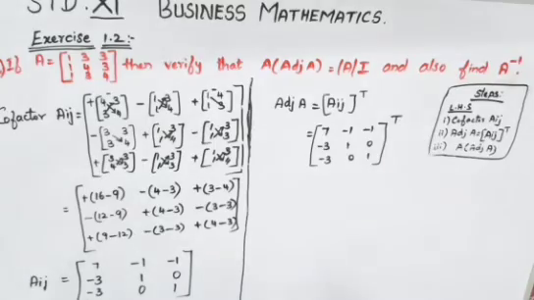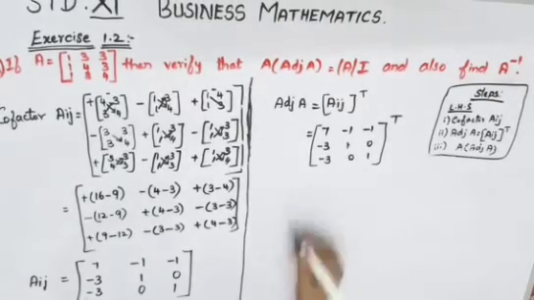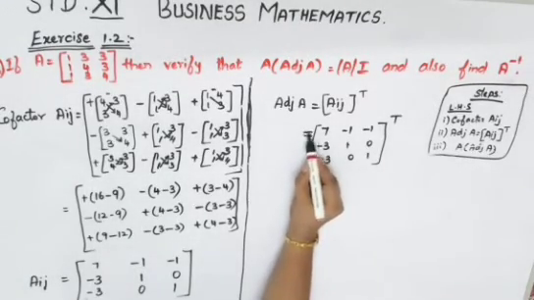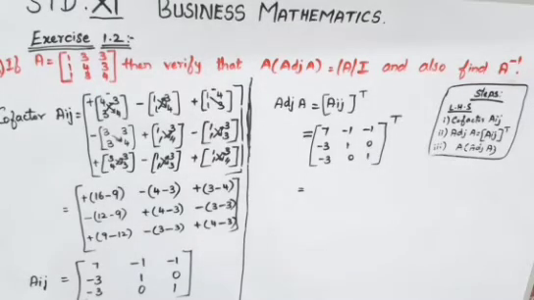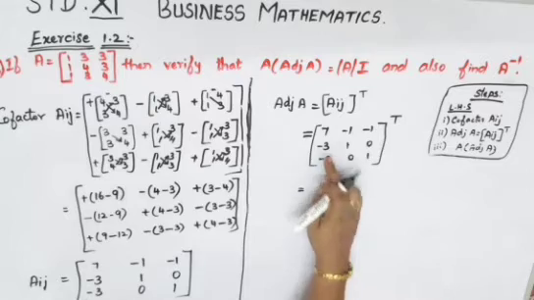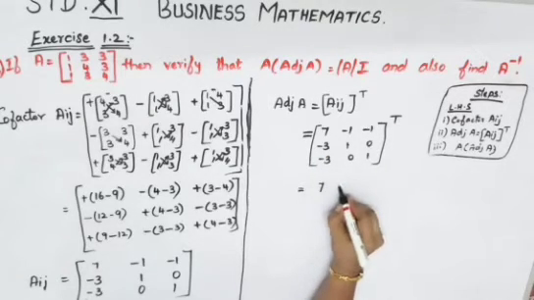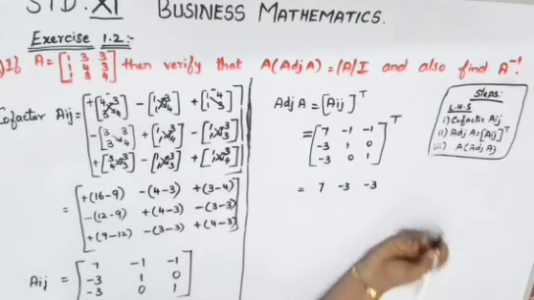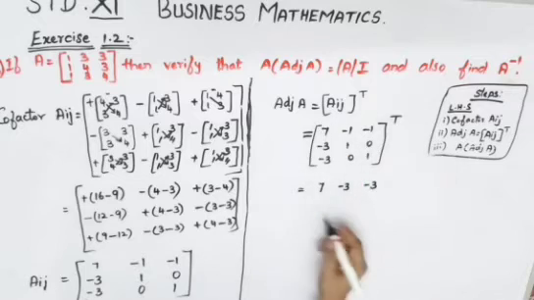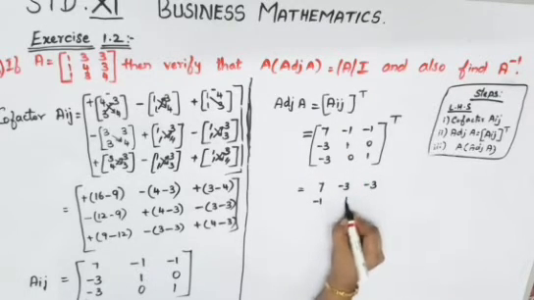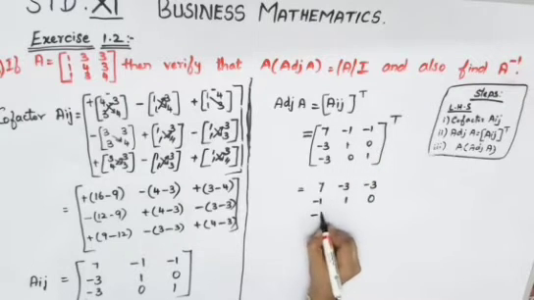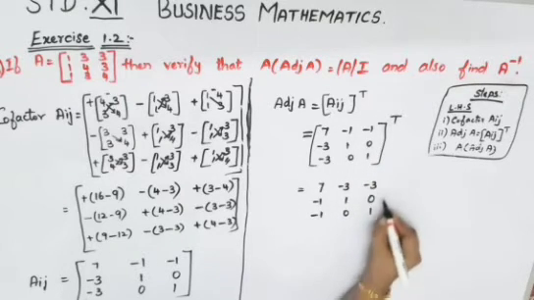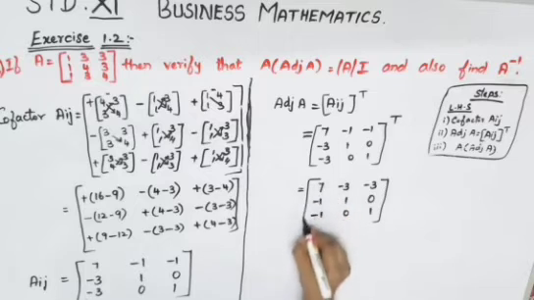To write the transpose, what you will have to do is just change your rows into columns, or columns into rows. Anything you can do. So I will just do it here. First column, write it into a row: 7, minus 3, minus 3. Second column to second row: minus 1, 1 and 0. Third column to third row: minus 1, 0 and 1. So this is your adjoint of A.